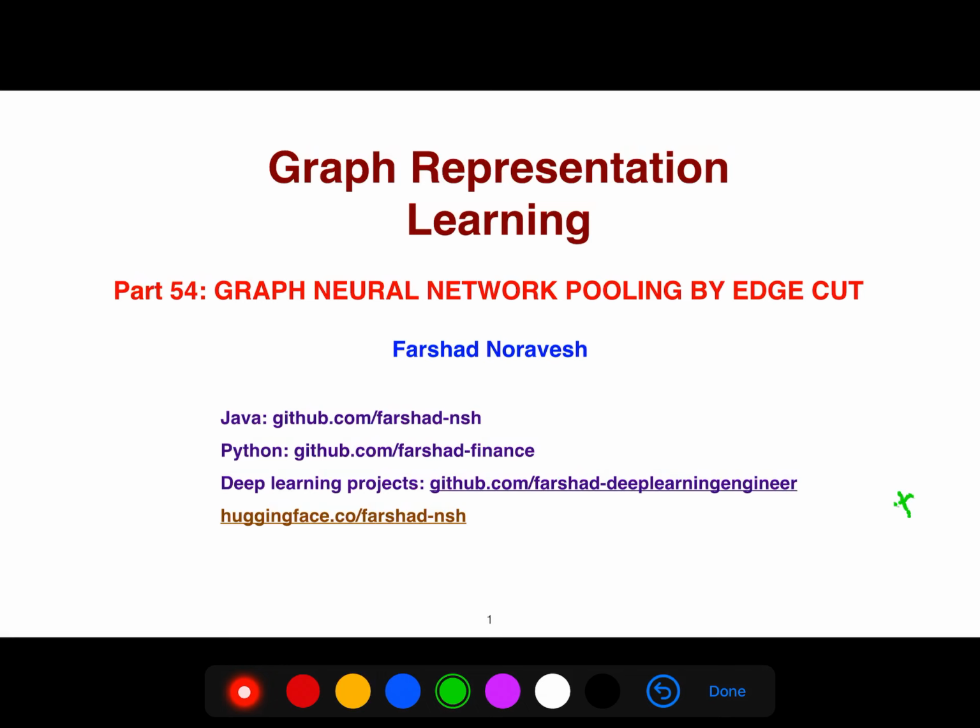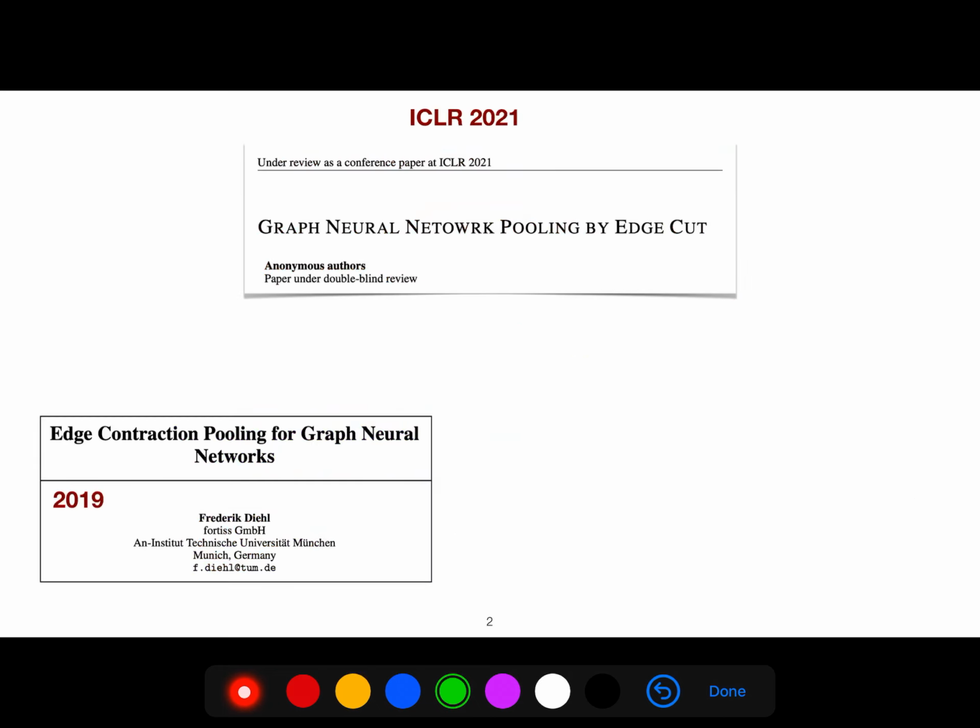Alright, so in this video I'm going to be explaining another important article with the title Graph Neural Network Pooling by Edgecott. This paper is from ICLR 2021. Of course, it is inspired by an article from 2019.